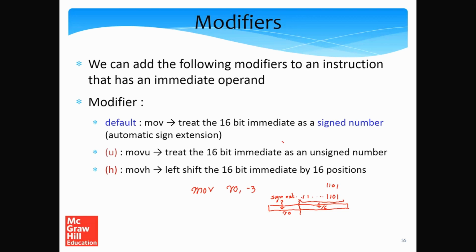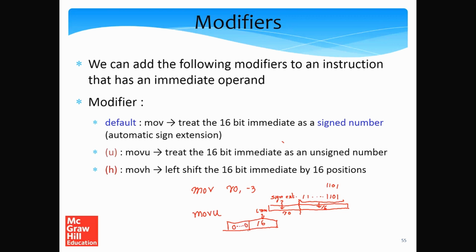Now let us define two variants of this same instruction, and these variants hold for other instructions as well, but let's only discuss this instruction. So let us define the move U instruction. In the move U instruction, we treat the 16-bit immediate as an unsigned number. So essentially what happens is that in the 32-bit field, the first 16 bits is where the immediate comes in, and the remaining 16 bits are all zeros. So we treat it as an unsigned number.